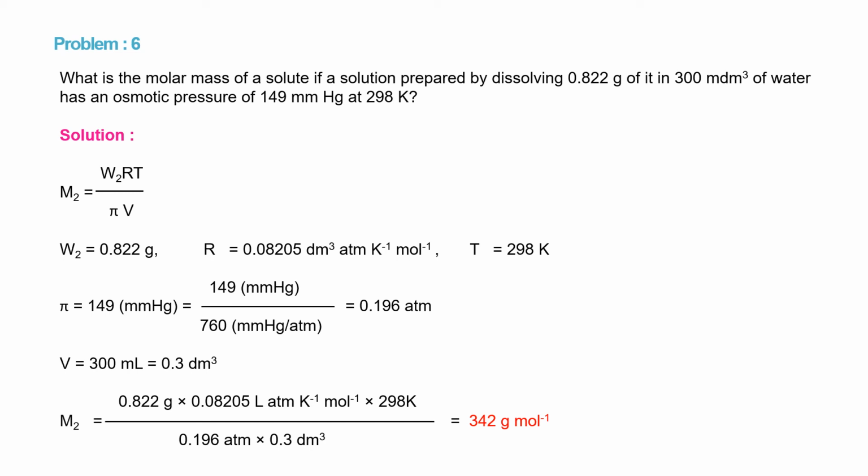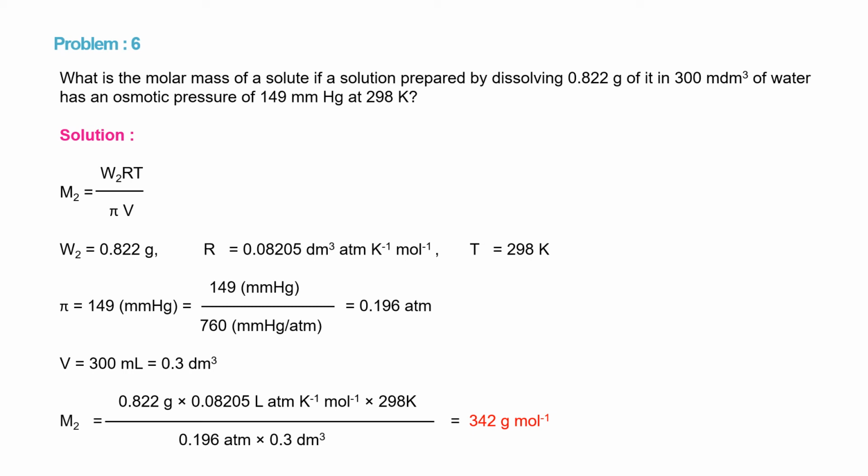Now which are the quantities that are given in your problem? W2 is given to you, that is 0.822 gram. Now R, in this case, R is equal to 0.08205 dm cube atmosphere per Kelvin per mole, and temperature is 298 Kelvin. Pi is 149 mm mercury.